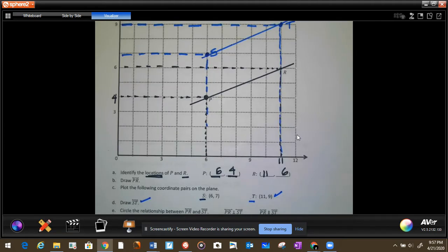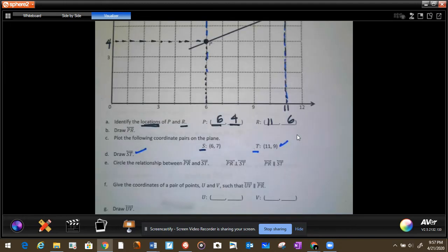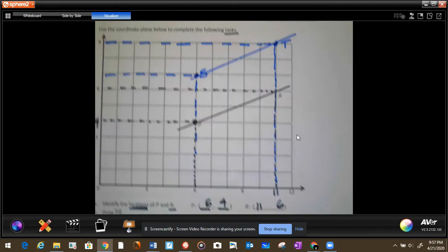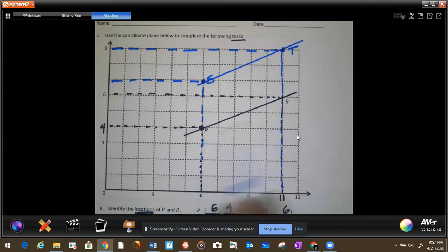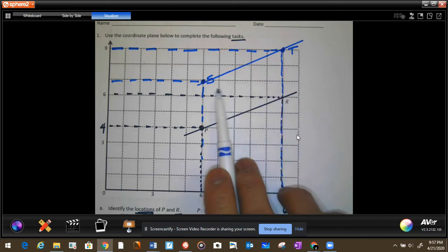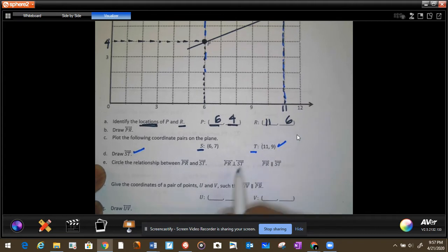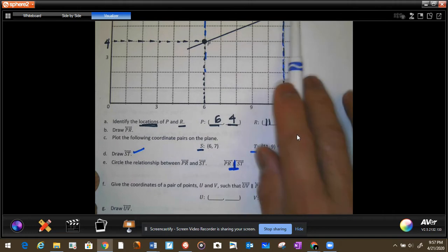Now let's look at the next question. Let's see if we can, yeah, you can see it here, I think. Let me see. No, I don't think you can see it. So the question is, circle the relationship between PR and ST. So this is segment PR and this is segment ST. So we're going to look at the relationship. Are they perpendicular? This symbol right here means perpendicular. And when you see two lines together like this, that means parallel. And as you can see, these are parallel.